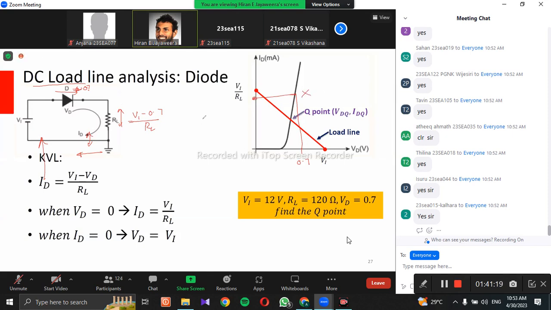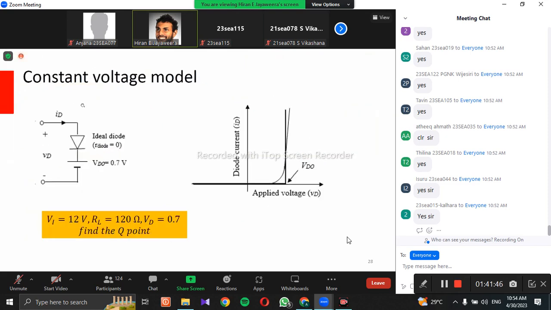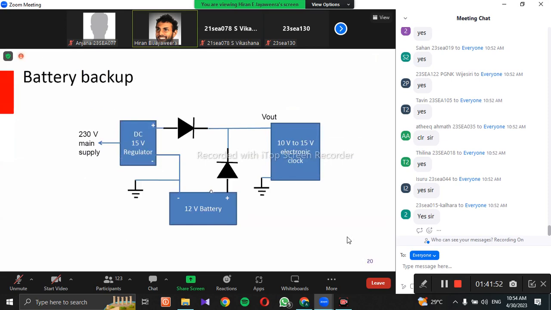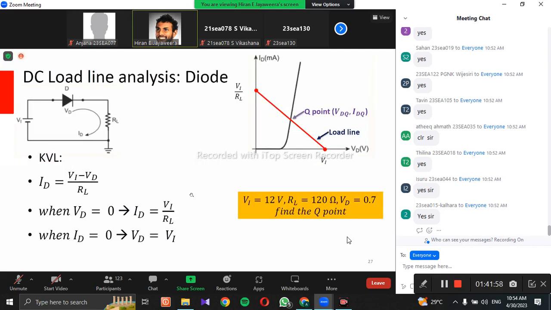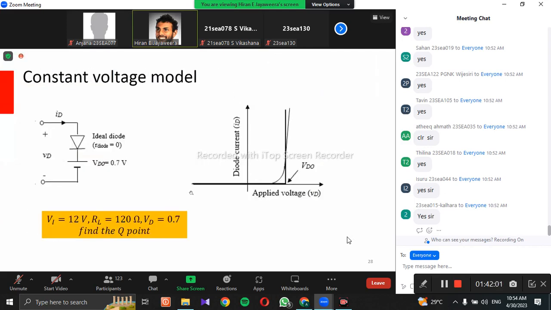Because when you assume that the potential drop is 0.7, it's not always correct. If you really want to find the exact value, you need to go with this load line analysis. But in most cases, we don't do this. We just assume, okay, this drop is 0.7 and we use this. That 0.7 drop model is what we call the constant voltage drop model. That is what we did in all the analysis we did in the morning. This one is just giving you a slightly different idea if you really want to find the exact current and voltage.